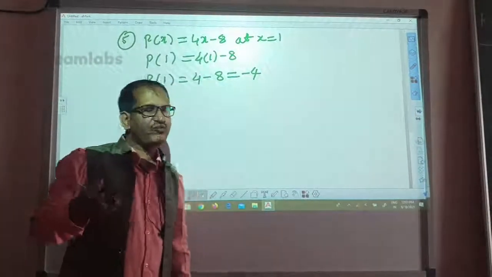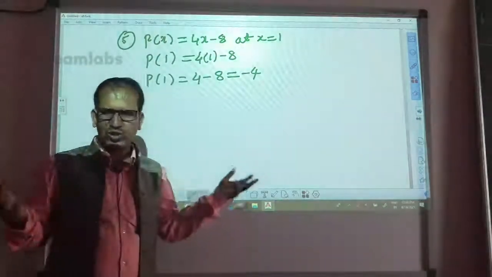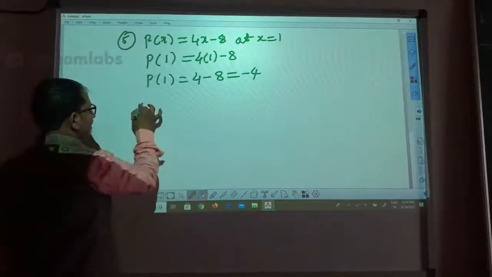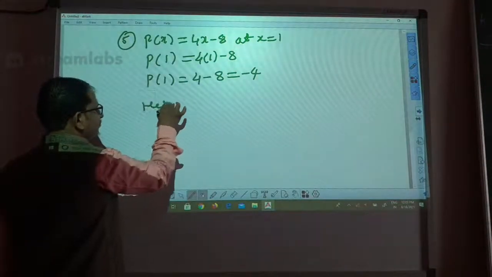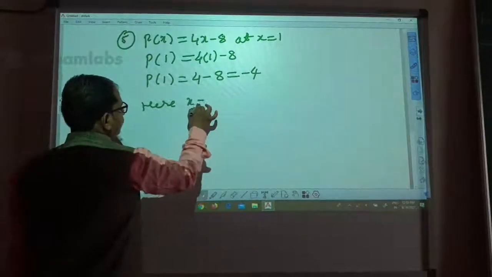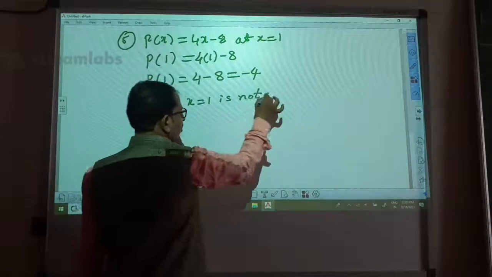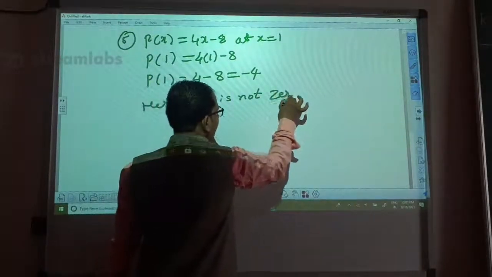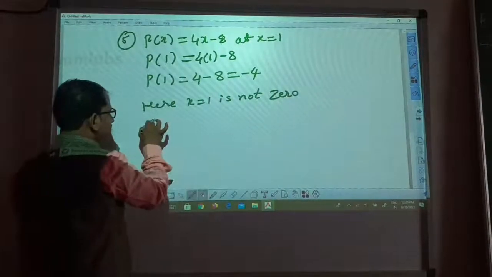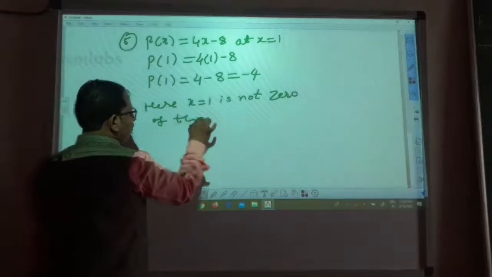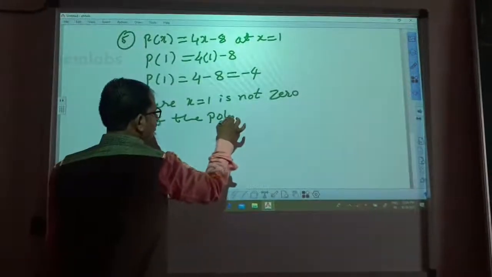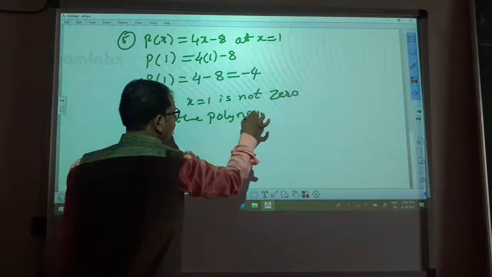So the value of the polynomial is minus 4 and it is not a 0. Therefore what we can write here is x is equal to 1 is not a zero of the polynomial. That's it. Not a zero of the polynomial.